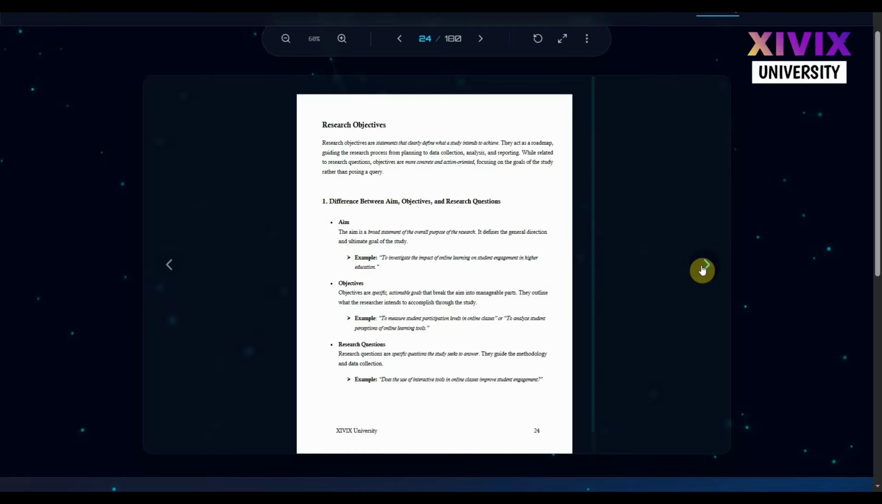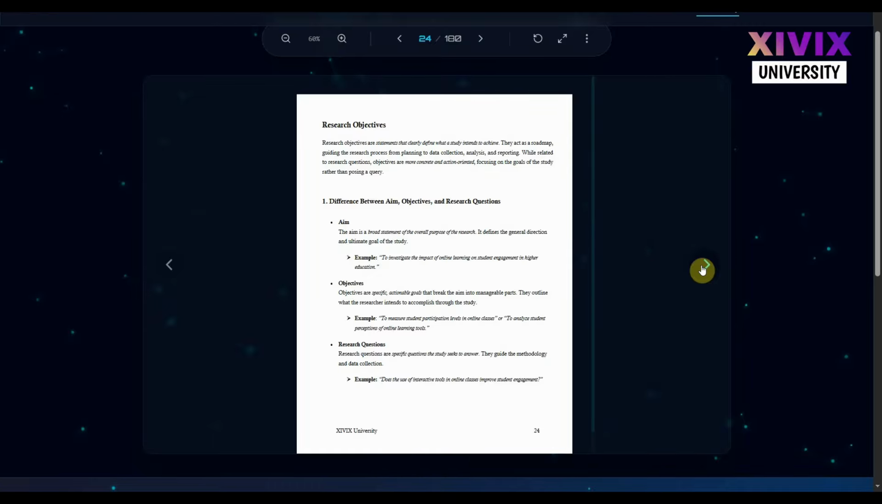And the objectives are specific, actionable goals that break the aim into manageable parts. So those are the little chunks of the entire aim. So they outline what the researcher intends to accomplish through the study. For an example, to measure student participation levels in online classes, or to analyze student perception of online learning tools.